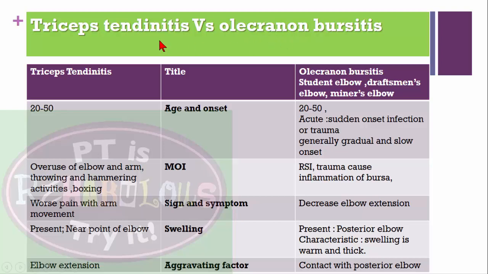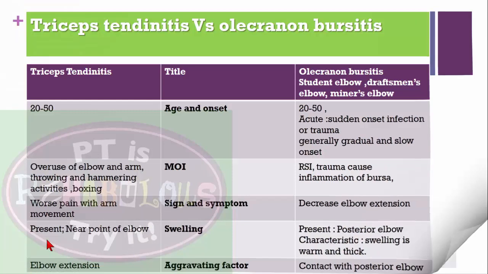their pain location is posterior, so we have to rule out whether it is tendinitis or bursitis. Age of onset is 20 to 50 in both, but in mechanism of injury, hammering activities, boxing, and overuse of the elbow and arm cause triceps tendinitis. Pain is worsened with movement. Swelling is present near the point of the elbow. Extension activities can aggravate the symptoms.